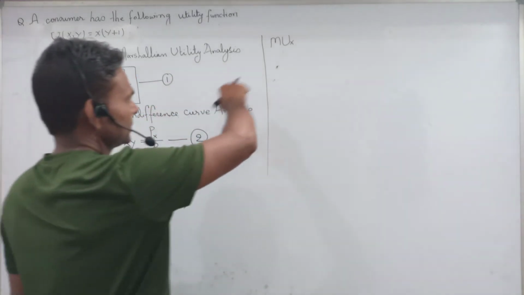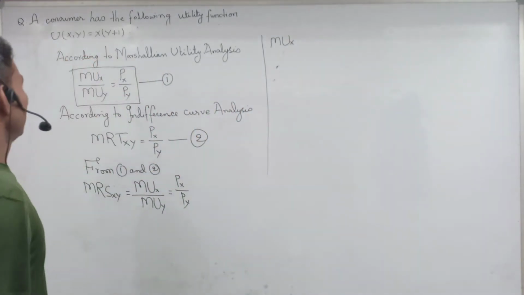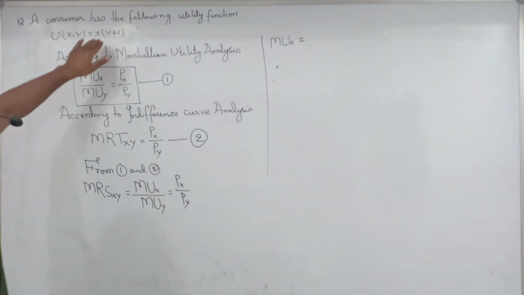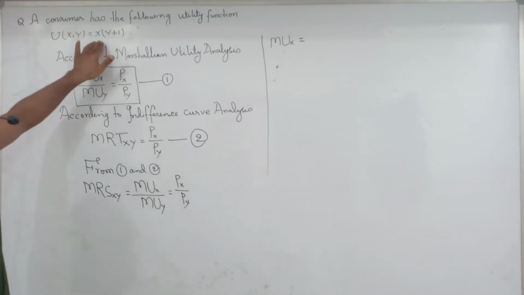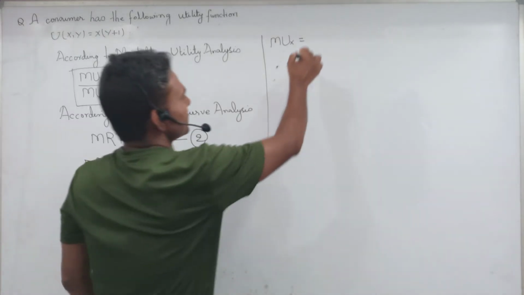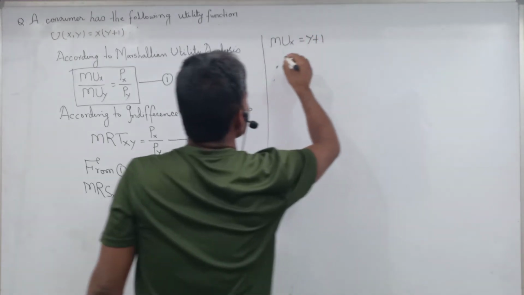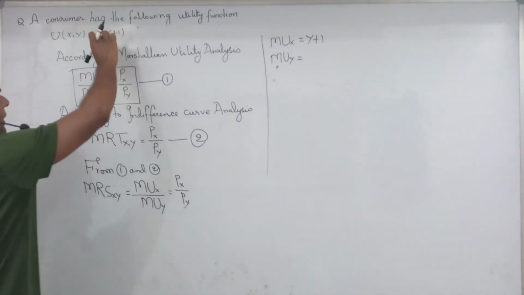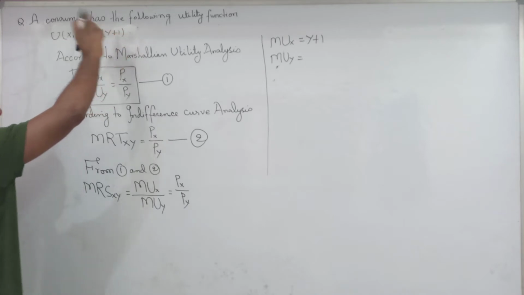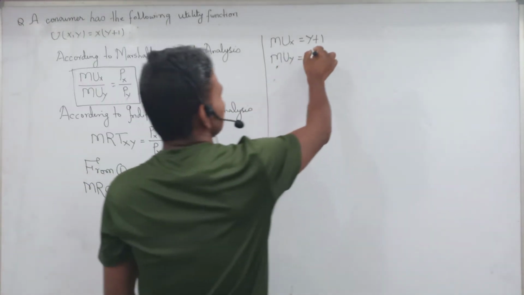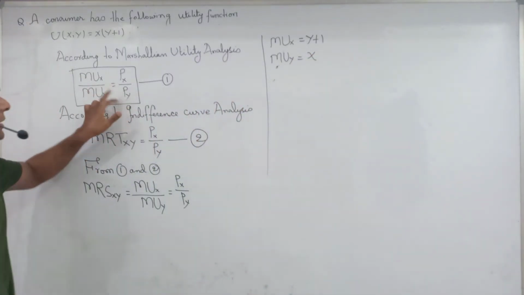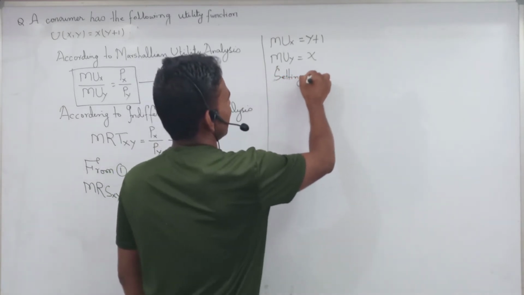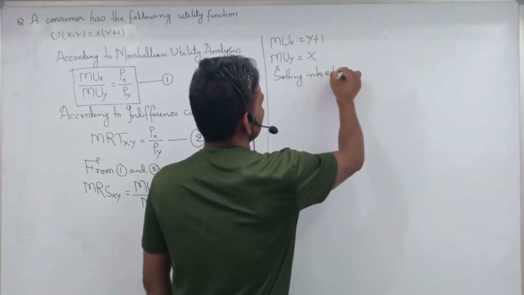So first we are taking the partial derivative of the utility function of x and y with respect to x. The marginal utility of x equals y plus 1. The marginal utility of y equals x. Now we substitute these into equation 1.